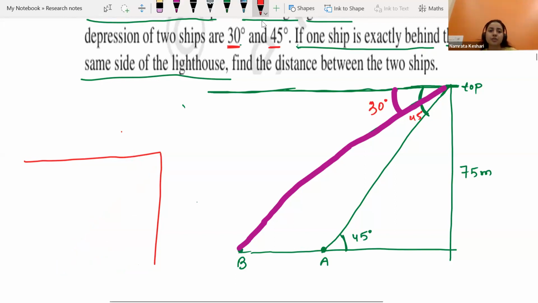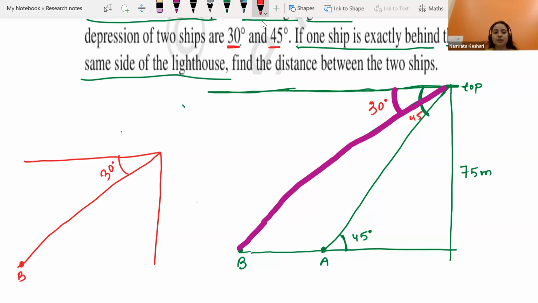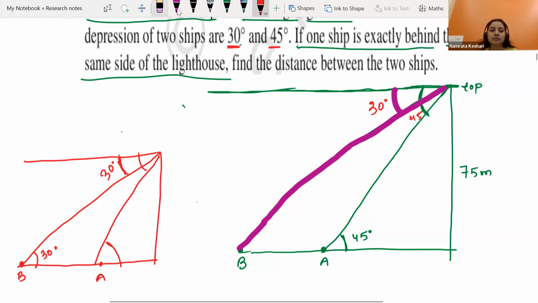Now, there is another ship B also. As observed from the top, the angle of depression is 30 degree. What we do, we draw the ground level, and if this angle is 30 degree, this much will also be 30 degree. Here A is there or what, doesn't matter. It doesn't matter what the complete angle is, what angle is here. If this much is 30 degree, is it creating confusion? If this much is 30 degree, this much will also be 30 degree. Yes or no? We are not looking at A and all.